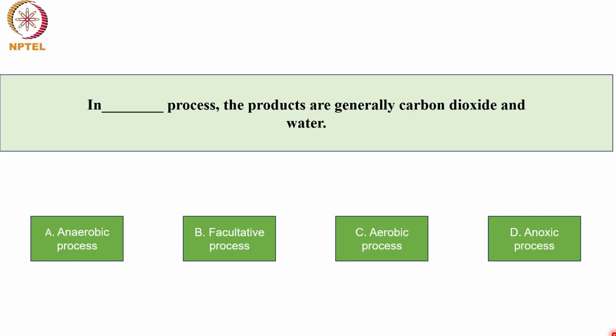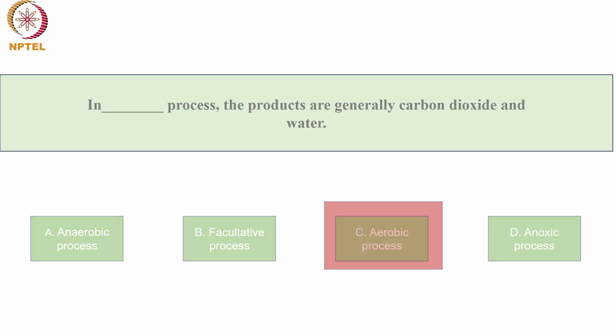So the next question is, in dash process the products are generally carbon dioxide and water. Option A anaerobic process, option B facultative process, option C aerobic process, option D anoxic process. Aerobic, ma'am. The answer is aerobic, because I have explained this several times.